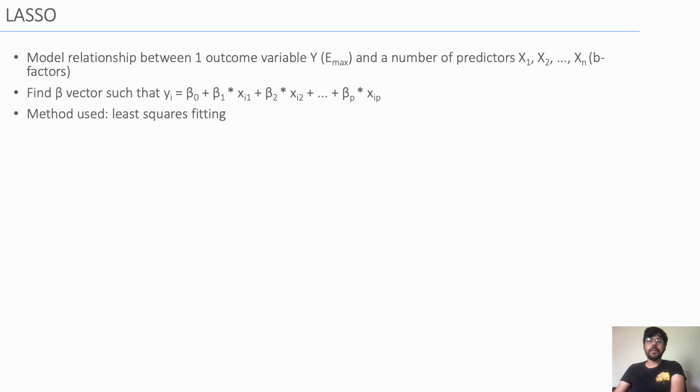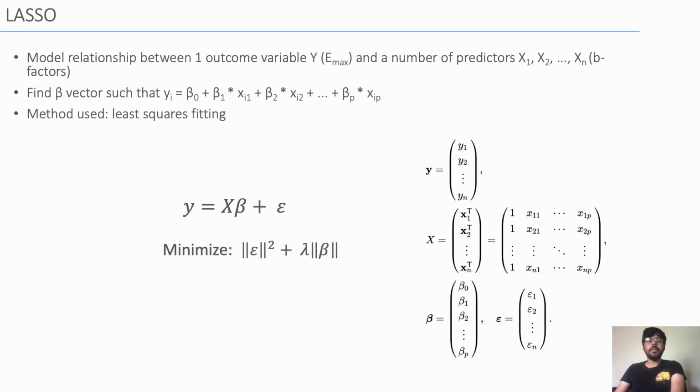For the multilinear regression model, we decided to use LASSO. In LASSO, we want to predict a y variable, which in our case is the Emax, from a number of predictors, in our case the B factors, and find beta coefficients that better predict this y variable by multiplying each one of the B factors. What we want to minimize in LASSO is the error in comparison to the real value, so the real Emax.